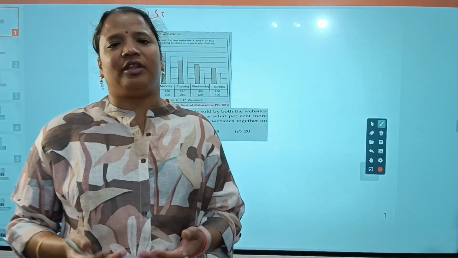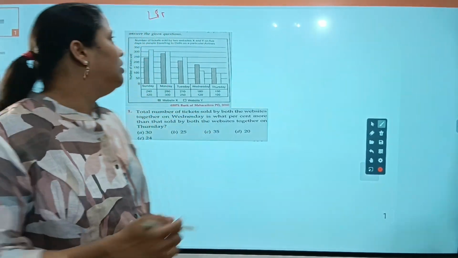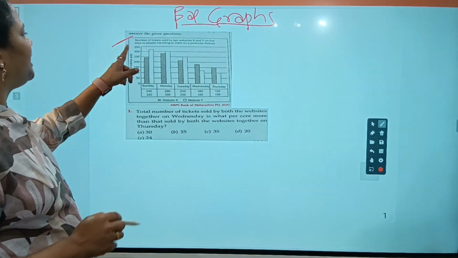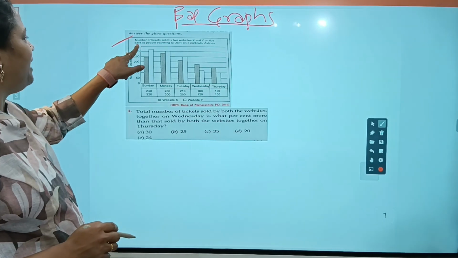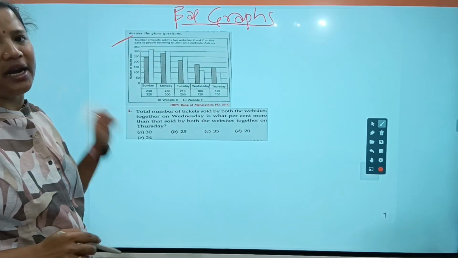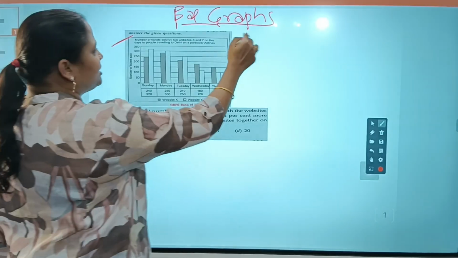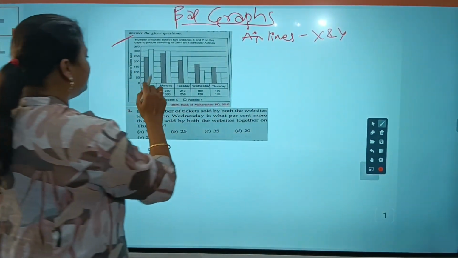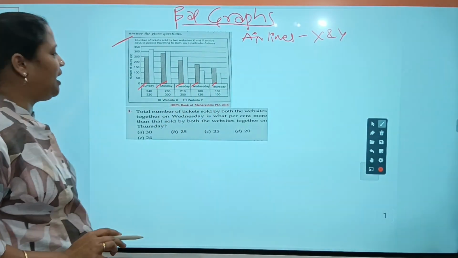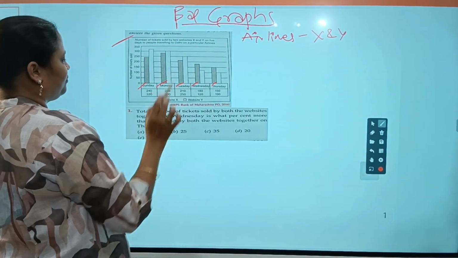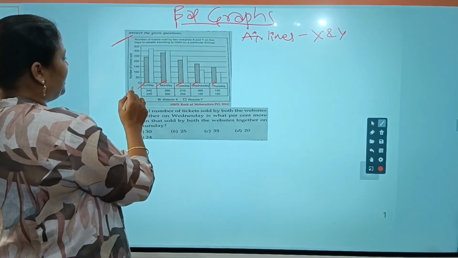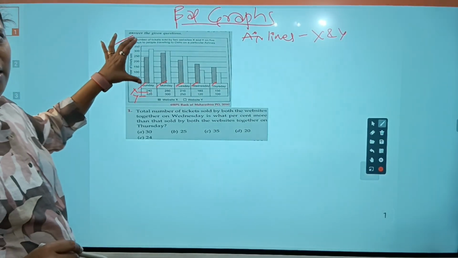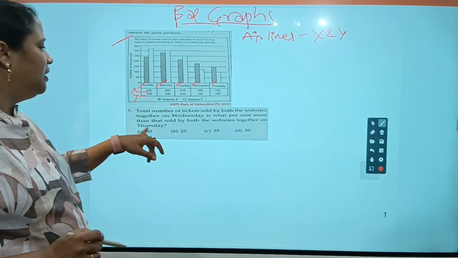Let us start with bar graphs. The first question is the number of tickets sold by two websites, X and Y, on 5 days to people traveling to Delhi on particular airlines. Tickets were booked from two websites X and Y on Sunday, Monday, Tuesday, Wednesday, Thursday. The number of tickets booked is given here, this is for website X and this is for website Y. Based on this data interpretation, we have to solve the questions.